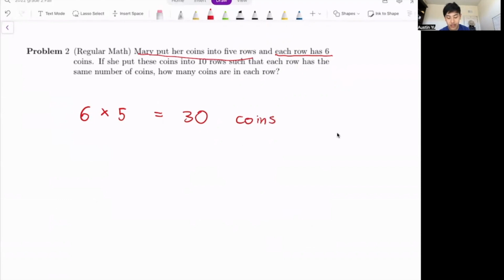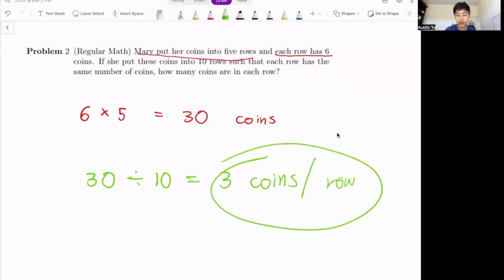And if she arranged these same coins into 10 rows, 30 coins divided by 10 rows equals some amount of coins in each row, which is the same amount. That just gives us 3 coins in each row. So the answer is 3 coins.